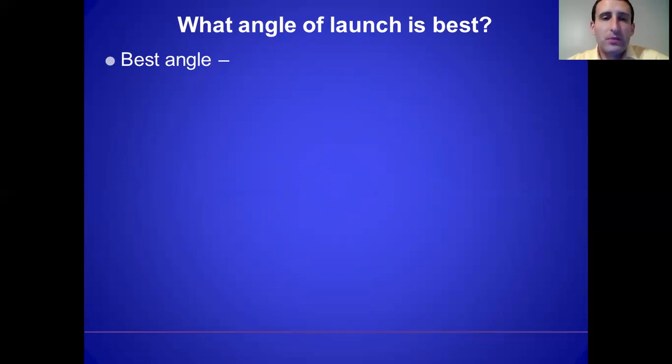Two thoughts come to people's minds. One thought is, well, we should shoot it pretty much straight up in the air because that would give us lots of hang time, right? But the problem is if we shoot it straight up in the air, we have a large vertical component, but we have a very small horizontal component.